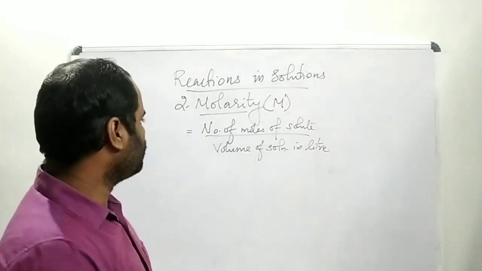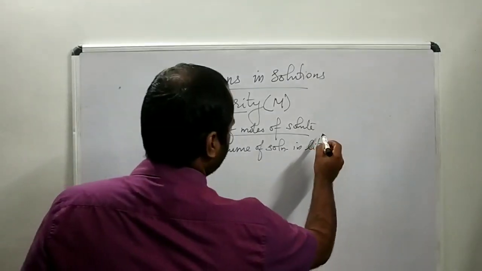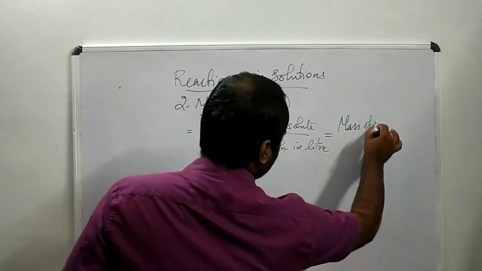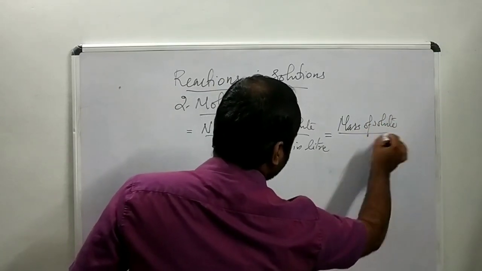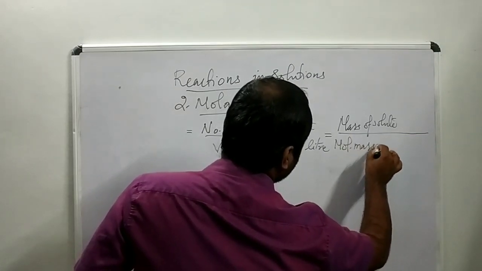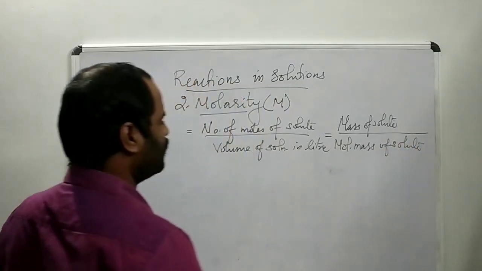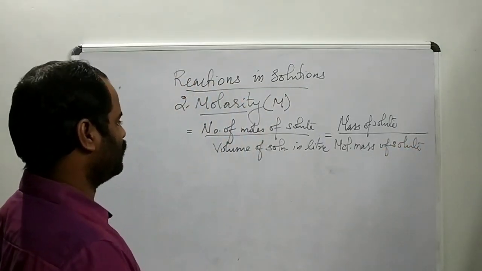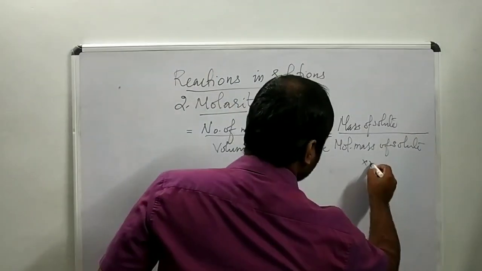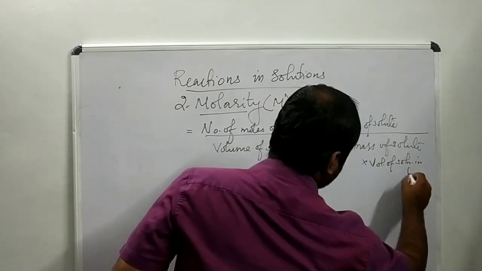Number of moles can be written like this. How can we write number of moles? Mass of solute divided by molecular mass of solute. So molarity is equal to mass of solute divided by molecular mass of solute into volume of solution in liter.